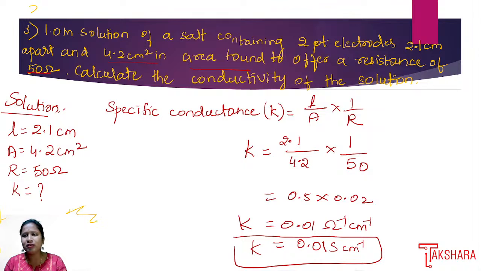So when the length between the two electrodes, the area of cross section between the two electrodes, and the resistance are given, we can calculate the specific conductance value by using this formula. So that is the calculation of the conductivity of the solution. Then after this we'll move on to the next numericals.